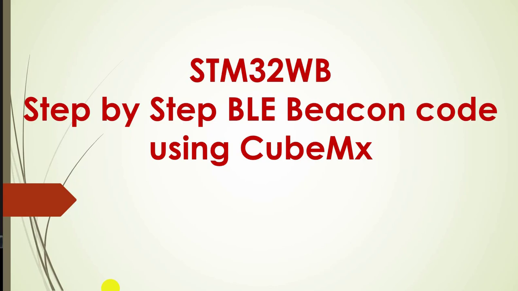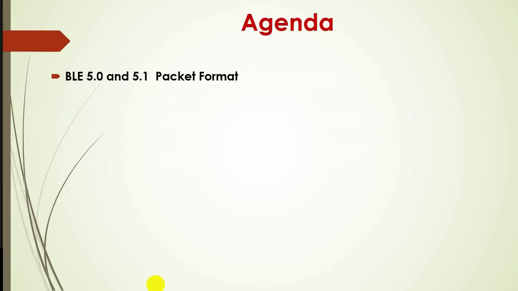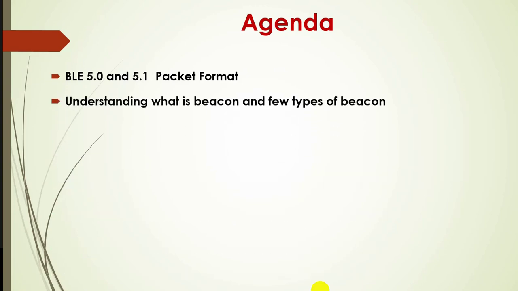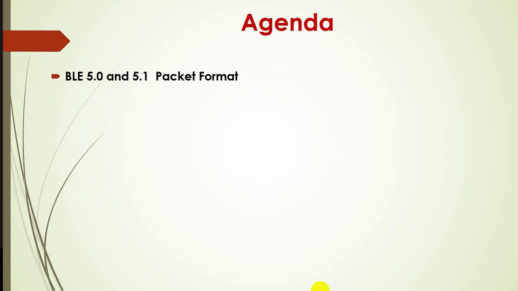In this video, we will create an iBeacon using STM32WB. Let's see the agenda first. First, we will understand the BLE 5.0 or 5.1 packet format. In this video, I will not cover the BLE 5.0 specification and detailed protocols. We will just talk about the packet format. I will make a separate video covering the BLE 5.0 specification and detailed protocol.